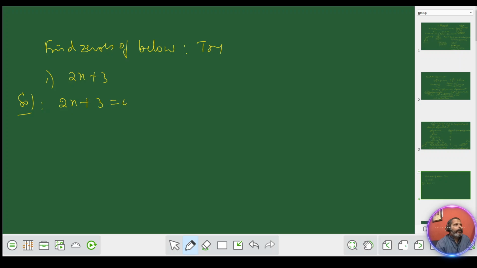Let's find some zeros. Find zeros of the below. Let's try. 2x plus 3. If this expression is given, to find the zero we have to equate it to 0 and solve for x. That is your zero. Let's see one more example. 5x minus 1 equal to 0. x equal to 1 by 5, meaning you transpose 1, then divide by 5. That is the zero. Clear?